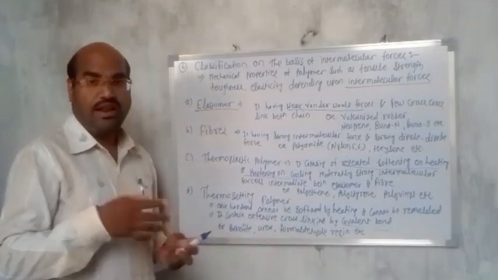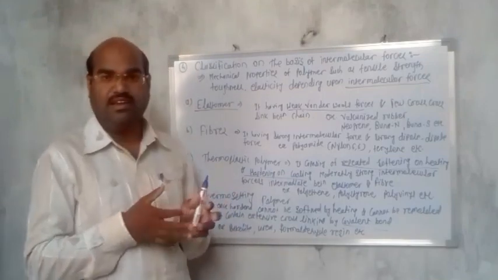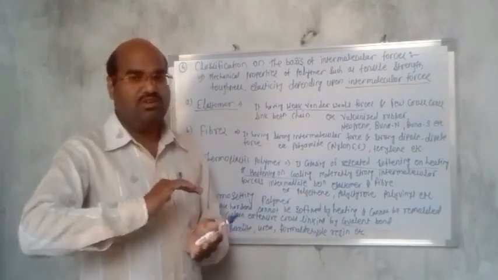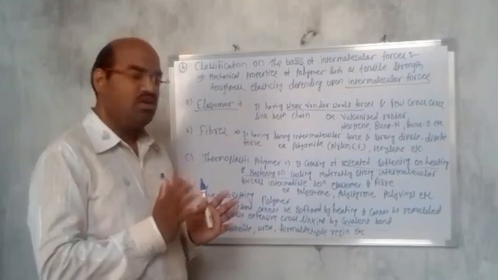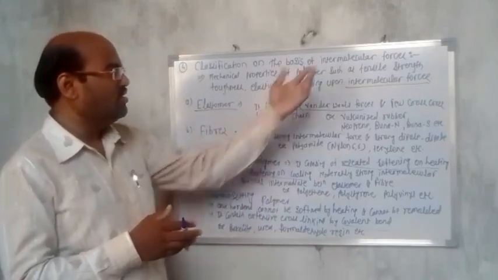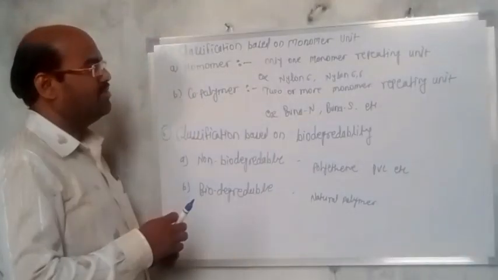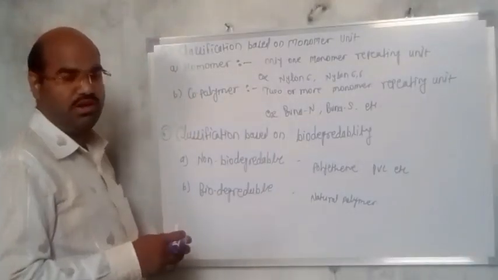Then cooker handles, which is bakelite material. Once it is set, it does not change or remold it. So these are the four type of classification on the basis of intermolecular forces. So fifth type of classification, it's based on monomer unit.